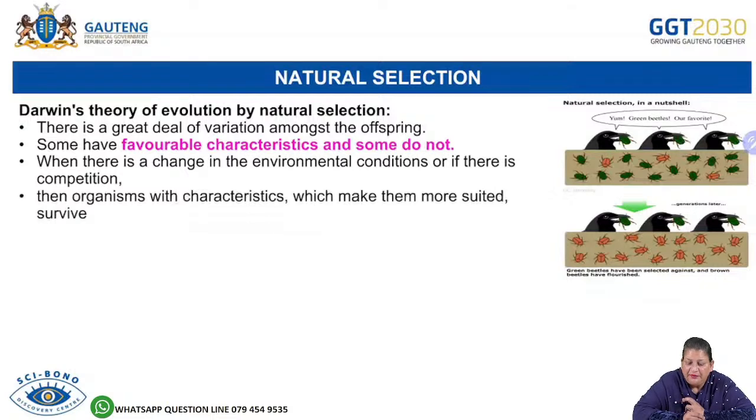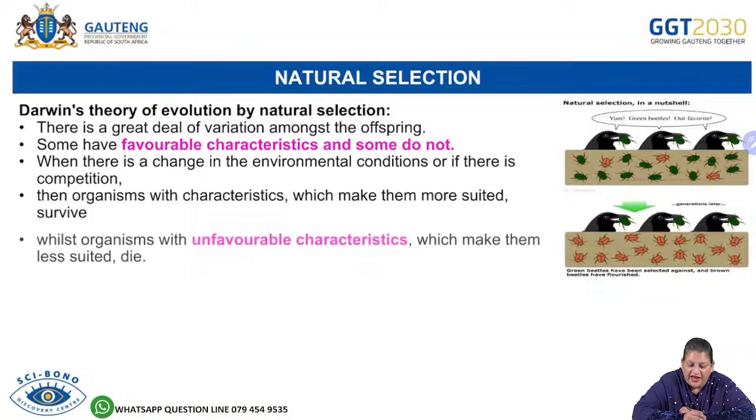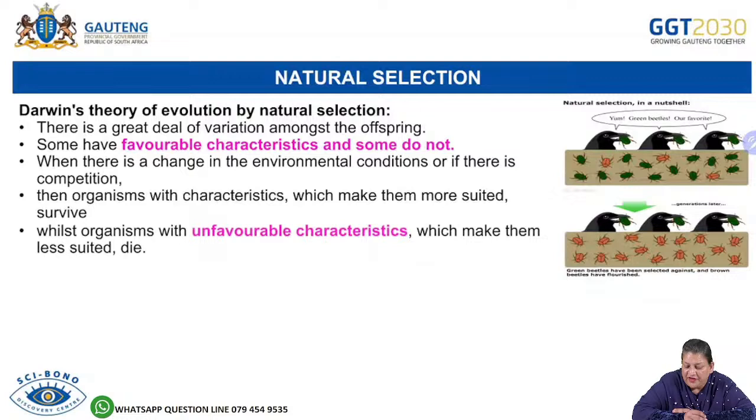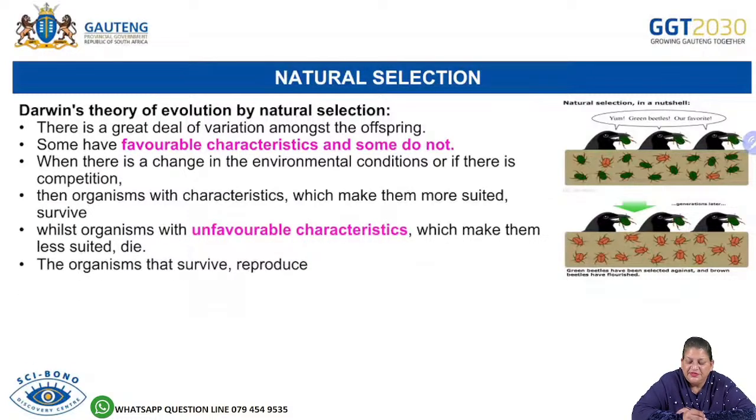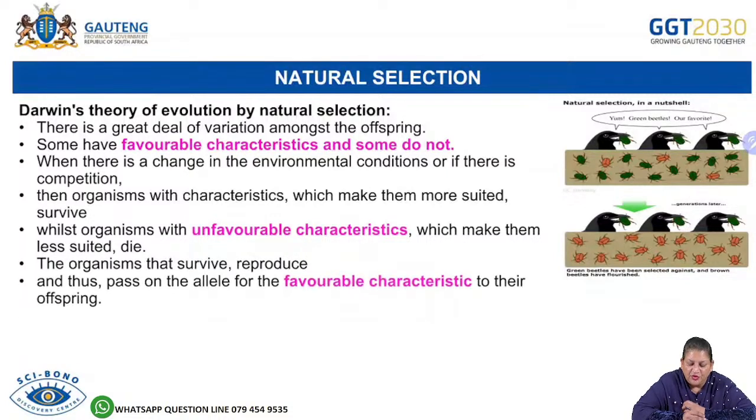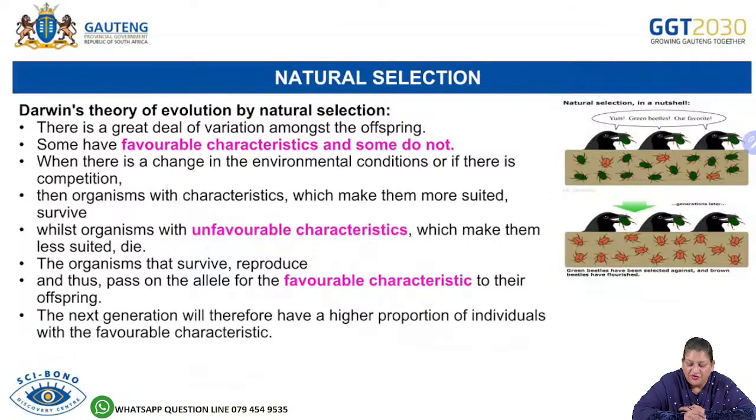What makes them more suited? Because they have a bitter taste. They would survive, whilst the organisms with unfavorable characteristics, that means they have a taste for the predatory birds, will be less suited and they'll die because they'll all get eaten up. And then the organisms that will be eaten up less will survive and reproduce, and therefore pass on the alleles for the bitter taste or the favorable characteristics to the offspring. And then the next generation of beetles will all have a higher proportion of being orange in color.